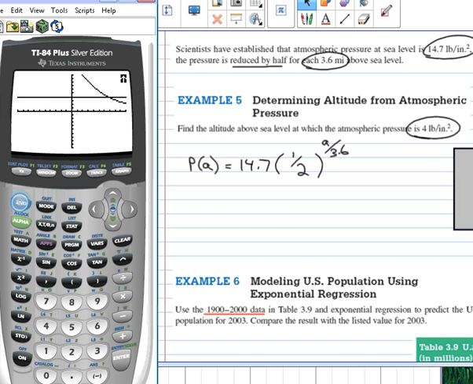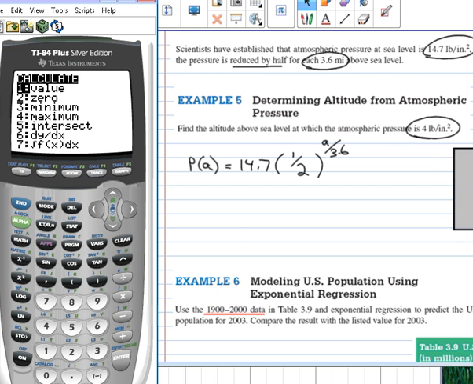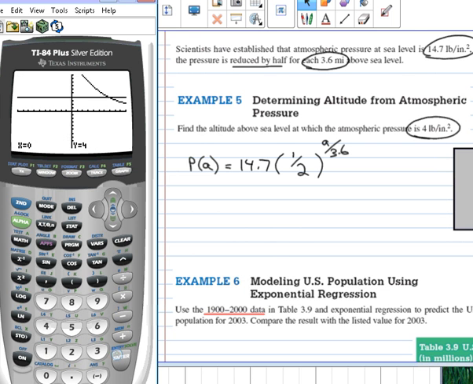So we just want to find the intersection, right? Calculate intersection, first curve, second curve, my guess. I'm probably close enough. It'll find it. There we go.